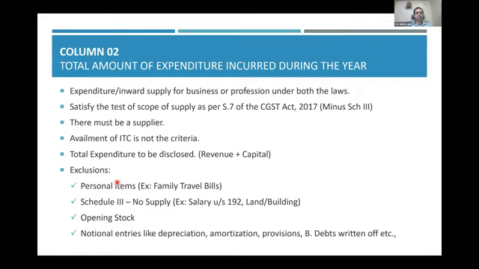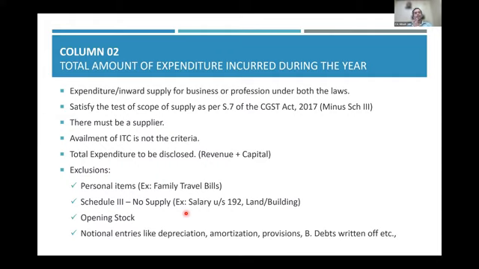The common exclusions are personal items, like some people, they put entire family is going for a tour. The assessee will put entire expenditure as business expenditure. These kind of things are not allowed in GST as well as income tax. But if you are taking any chance, there is cross reporting aspect also here. So be very careful. Schedule 3, salary. Salary being paid to your employees, directors, all these activities are part of Schedule 3. It should not be reported in this particular table.